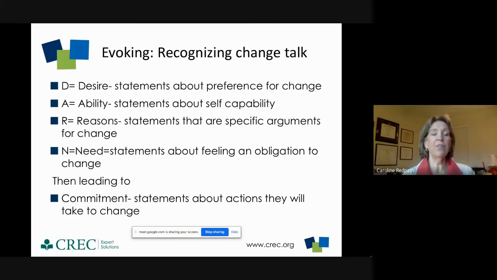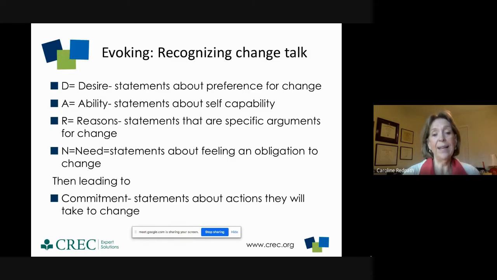Anytime they come up with statements of reasons, arguments for change, you need to jump on those. I know it's better for my health if I don't eat Ho Hos during class, or I know that my grades would be better if I did my homework. And then need. Need statements are about obligation to change. I really need to do this so I can graduate. I really need to do this for my mom to be happy. Jump on those as well.